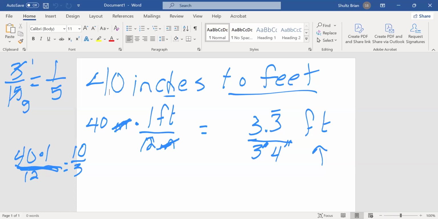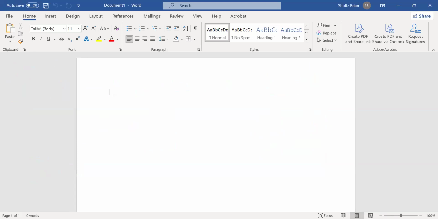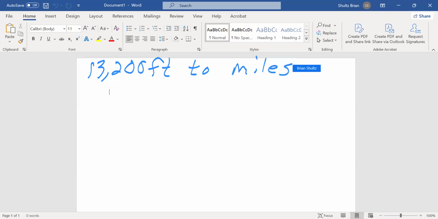So next, what about 13,200 feet to miles? Okay. So again, I'm going to start with 13,200 feet, and I'm going to change that to miles.